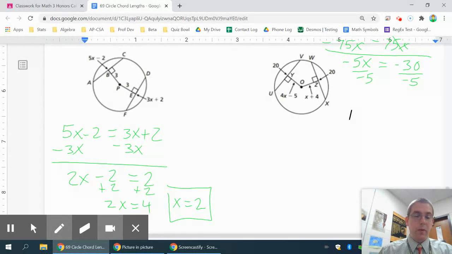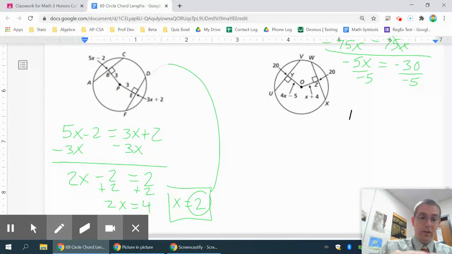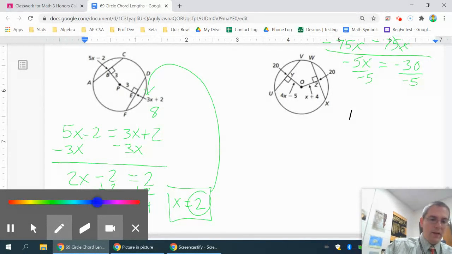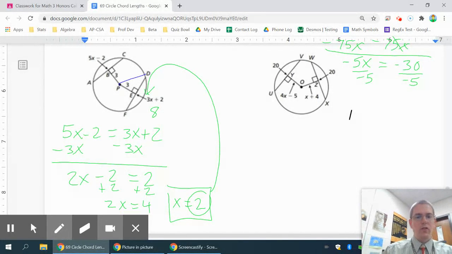Now, in this problem, it also wanted you to find the radius. Well, to find the radius, you're clearly going to need to substitute in. So if I substitute in the 2, that's going to be 3 times 2 plus 2, which is 8. So what I have is that the whole chord is 8. But then to find the radius, I'm going to need to draw in the radius. So I'm going to draw in a radius right there so it makes a right triangle.